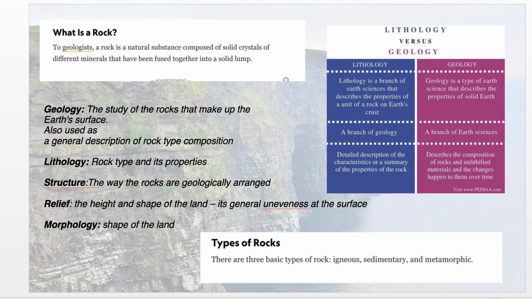You should remember from different parts of geography that relief means the height and shape of the land, the general unevenness at the surface of the earth, and the word morphology means shape, but in this case we're talking about the shape of the land.